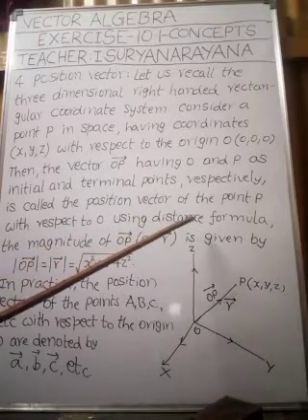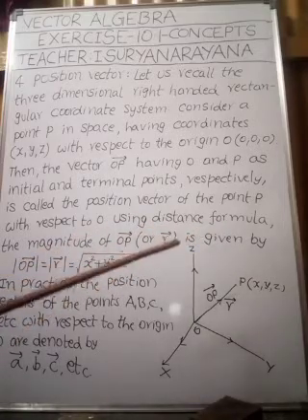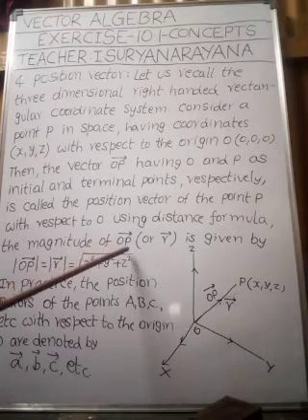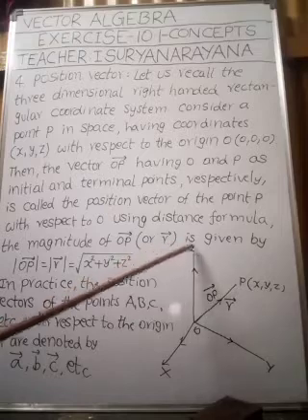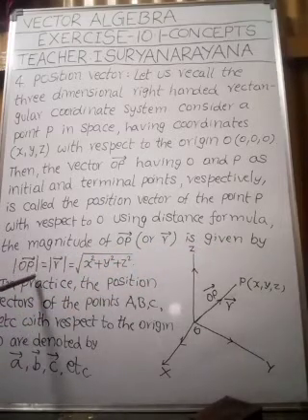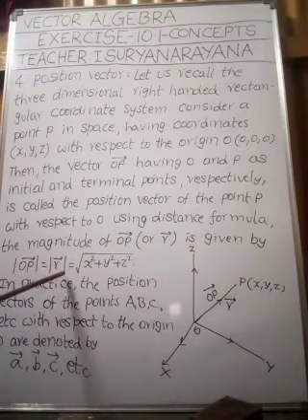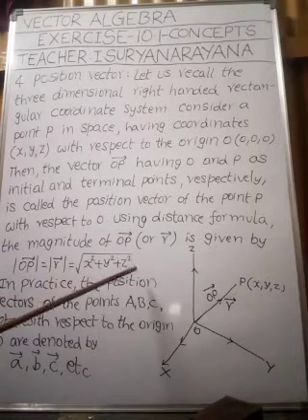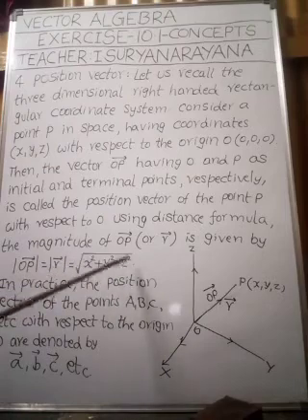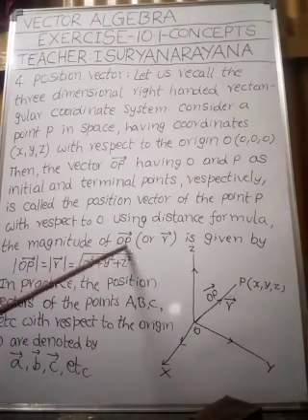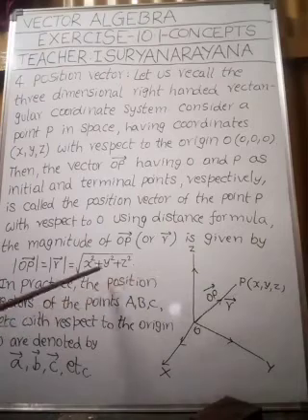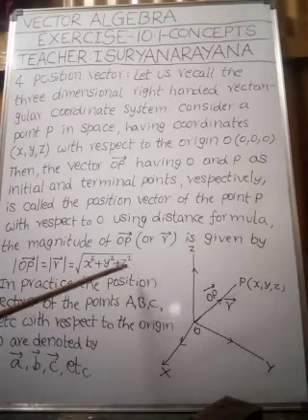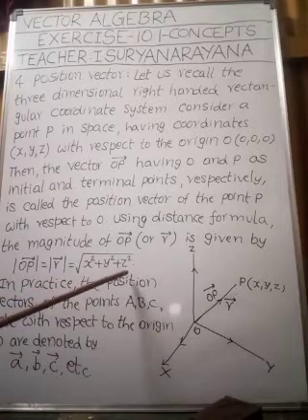Right. Using the distance formula, you have already learned distance formula, the magnitude of vector OP bar or R bar is given by modulus of OP bar is equal to modulus of R bar is equal to square root of x square plus y square plus z square. This is the magnitude of vector OP bar, or the length of the vector OP bar. Understood this point, my children? Remember this point, my children, as a formula.